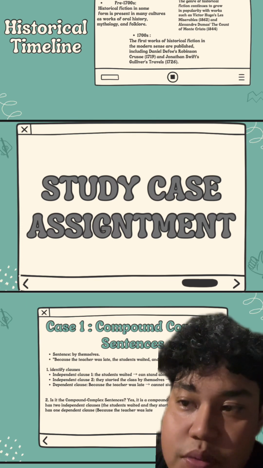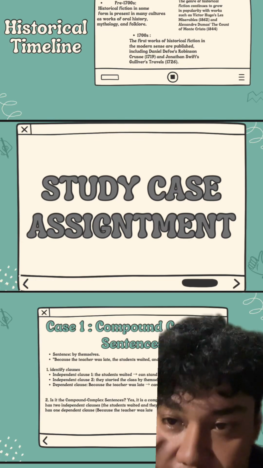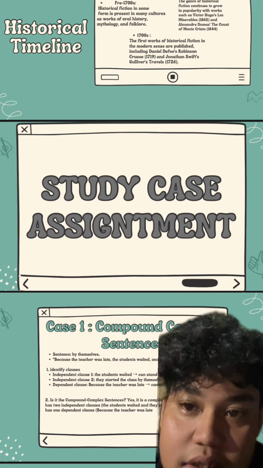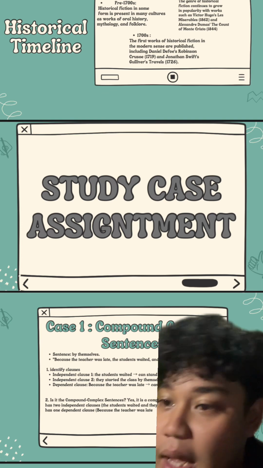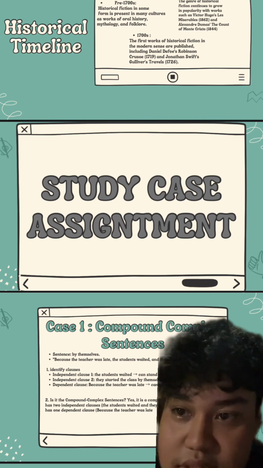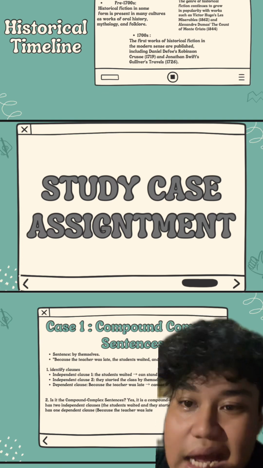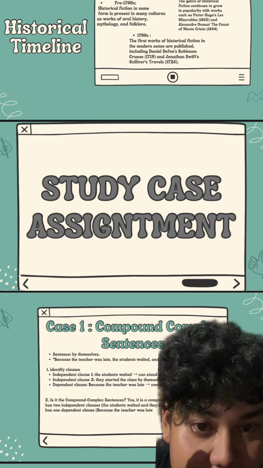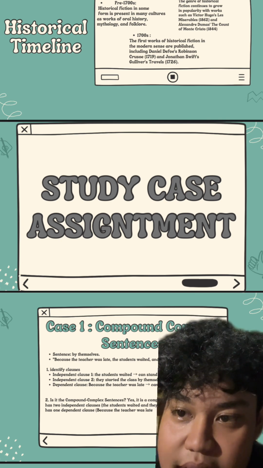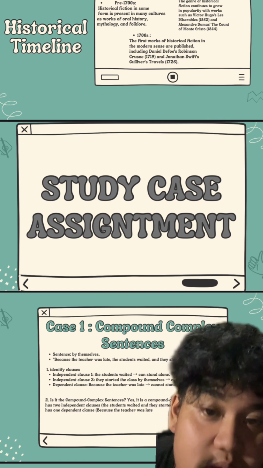2. Is it a compound complex sentence? Yes, it is a compound complex sentence because it has two independent clauses, the students waited and they started the class by themselves. It has one dependent clause, because the teacher was late.